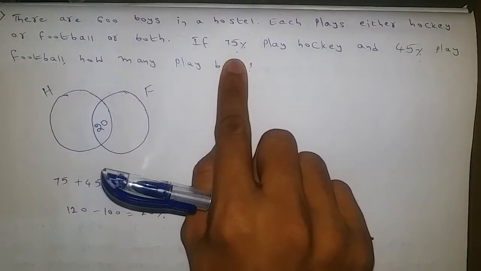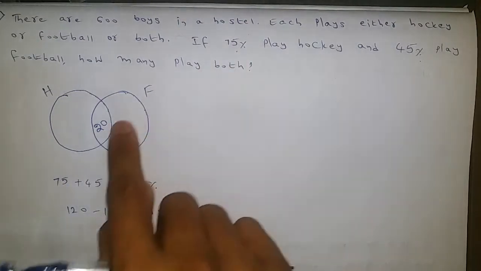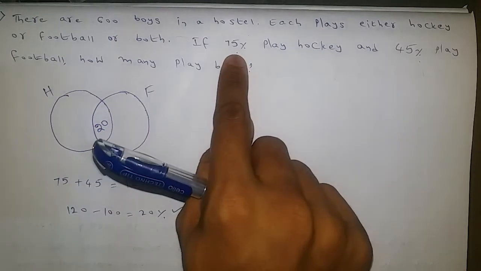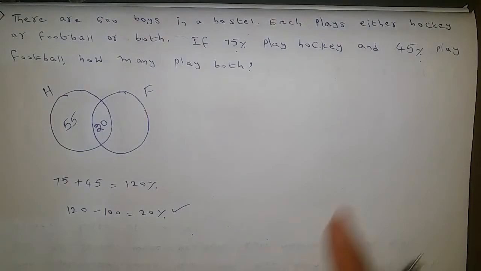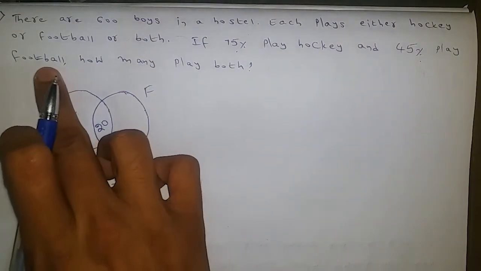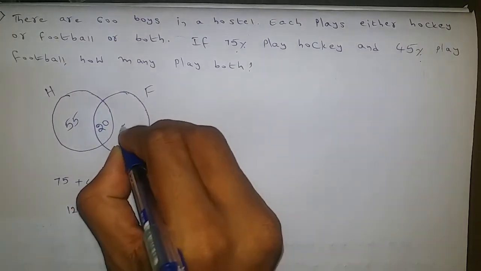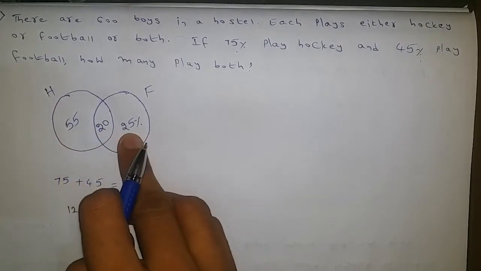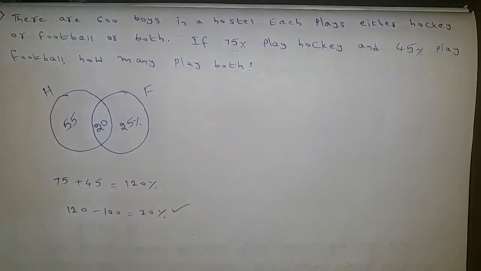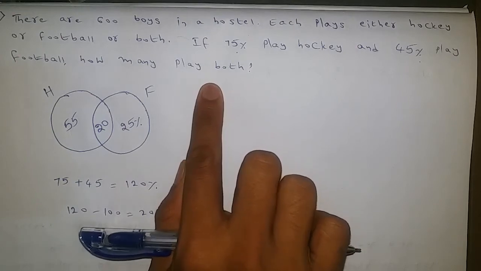Now hockey is 75 percentage, right? From 75, 20 percentage is already accounted for here, so 75 minus 20 becomes 55 percentage. Next, 45 percentage play football. From that 45 percentage, 20 percentage is already accounted for, so 25 percentage remains. If you add all these three, you will get 100. 55 plus 25 is 80, 80 plus 20 is 100 percentage.